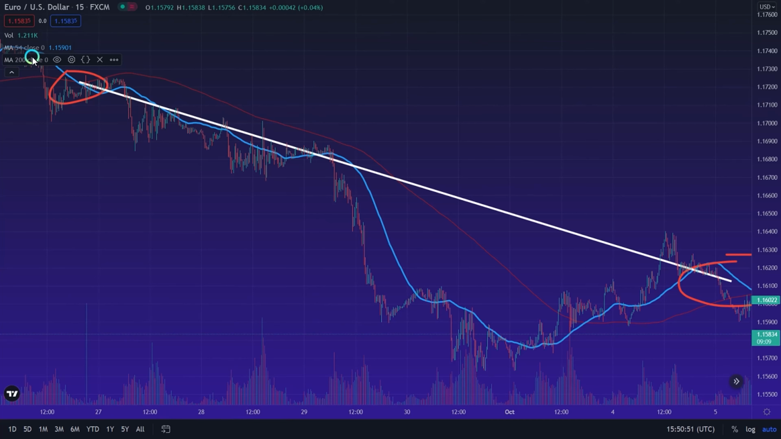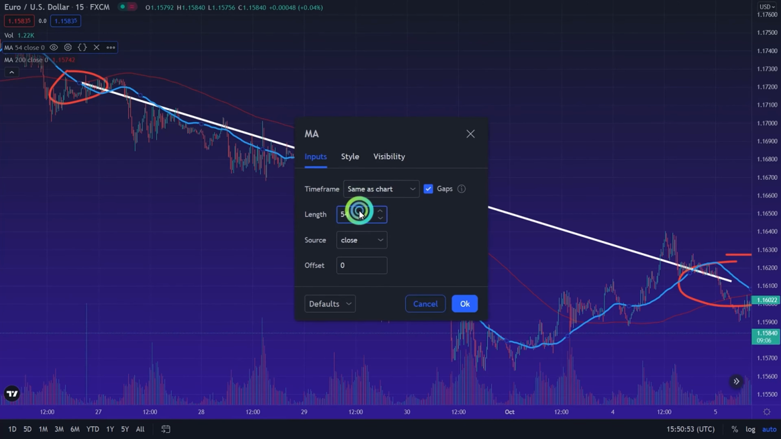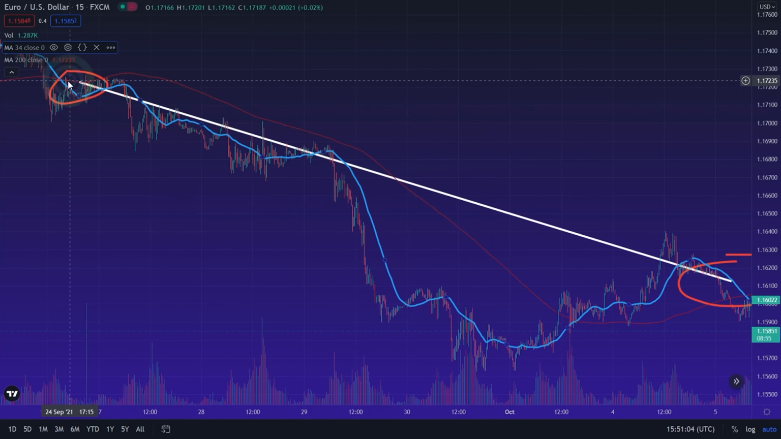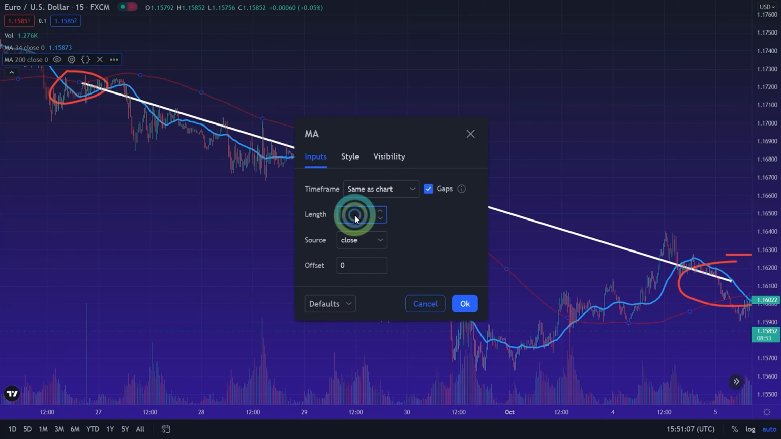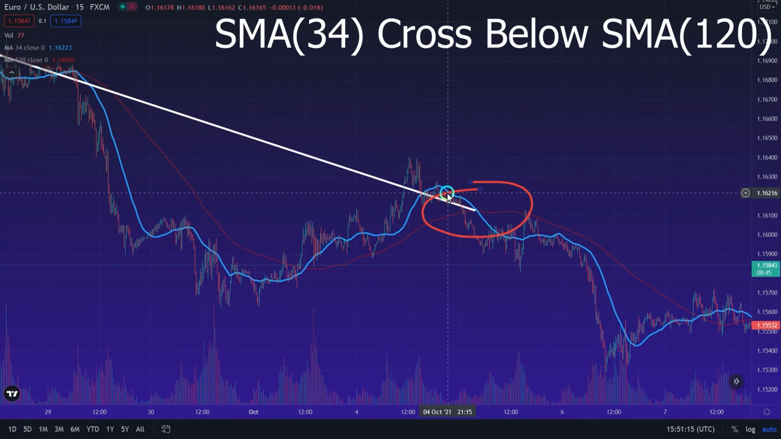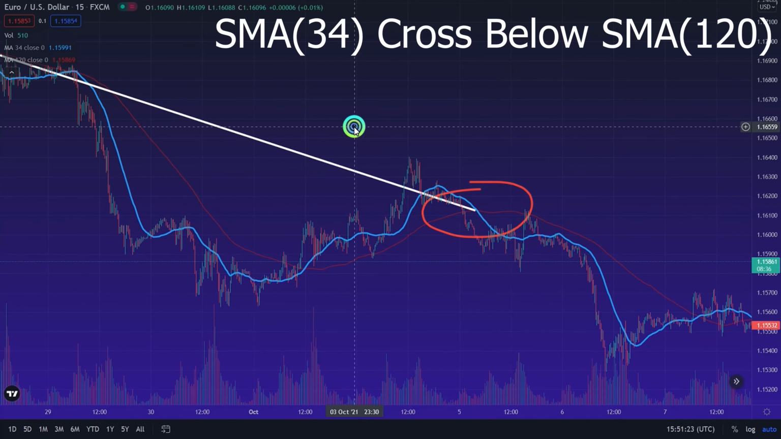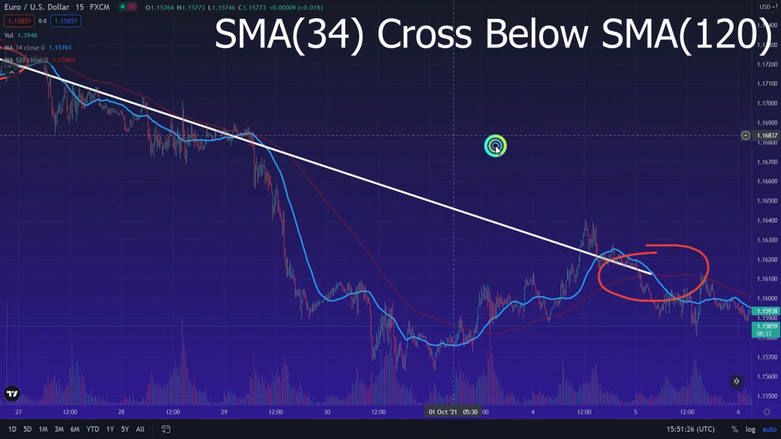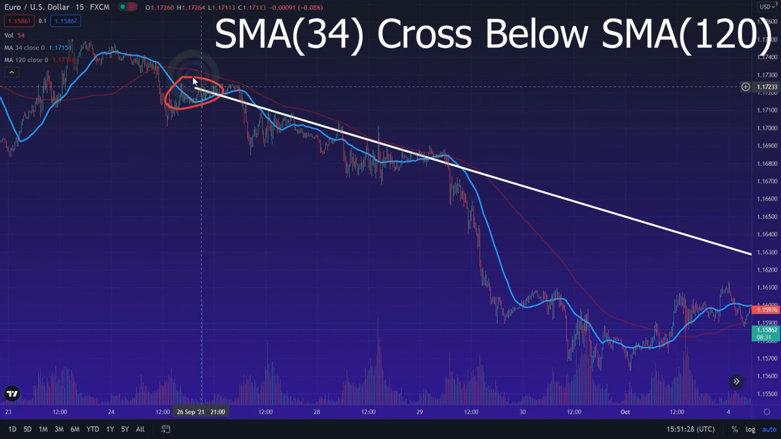So now the second condition is a crossover where we can close the trade with dynamic exit. And the crossover is when we have a 34 period simple moving average, and we have a 120 period simple moving average. And the dynamic exit happens when the 34 simple moving average crosses below the bigger one, so the 120 simple moving average. As you can see, it is really simple, nothing fancy.